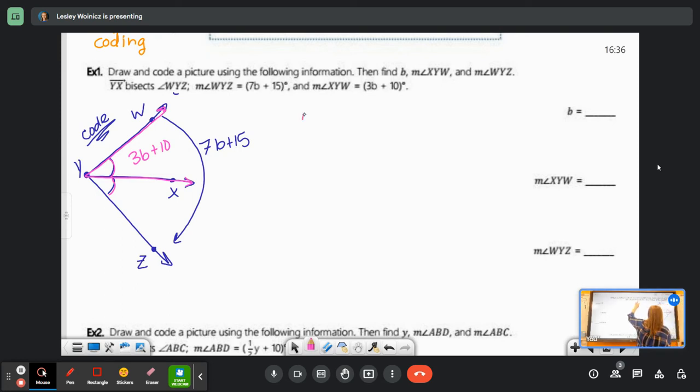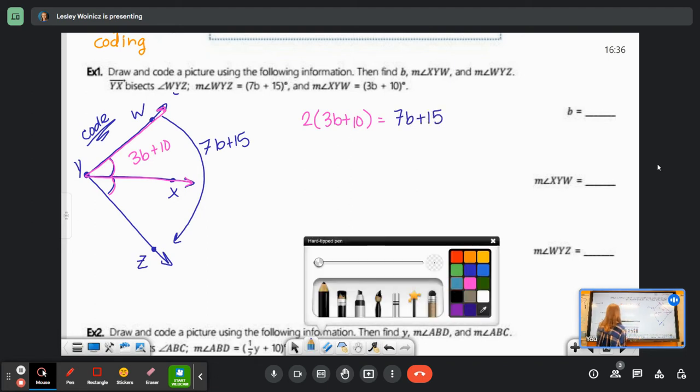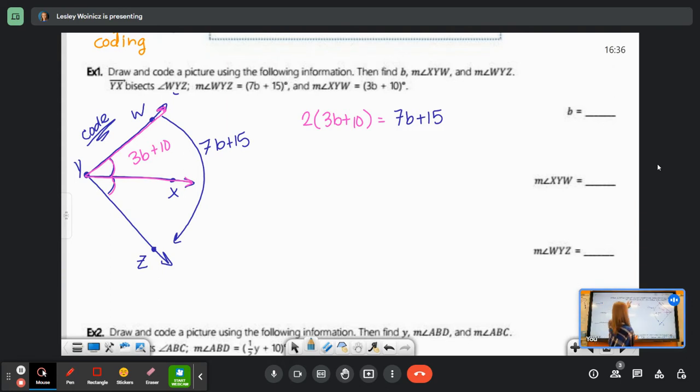So we've got two of the little angle, the 3B plus 10, equals one of the big angle, 7B plus 15. Now we just have a little bit of algebra to do. So we'll distribute the 2. We get 6B plus 20 equals 7B plus 15.